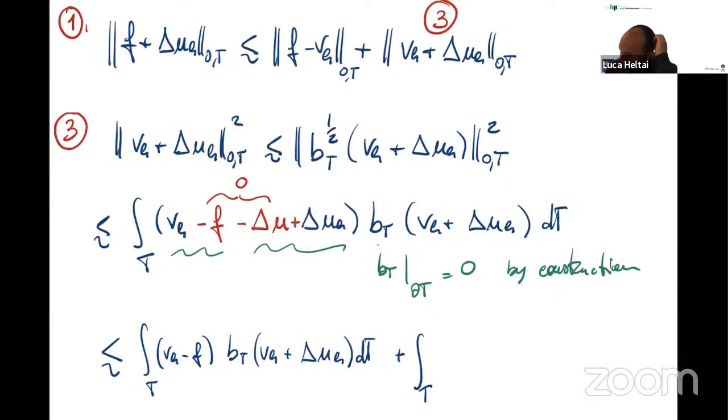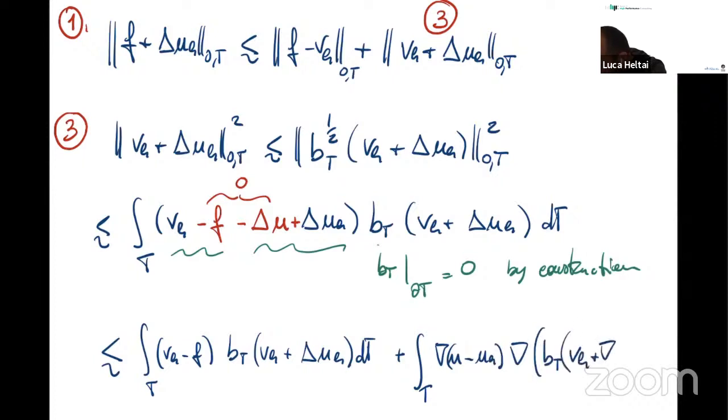Okay. I have minus Laplacian of u plus Laplacian of u_h. I integrate by parts and I get the gradient of u minus u_h. And then on the other side, I get the gradient of everything that is left over there. This is b_T times v_h plus Laplacian of u_h in dT.